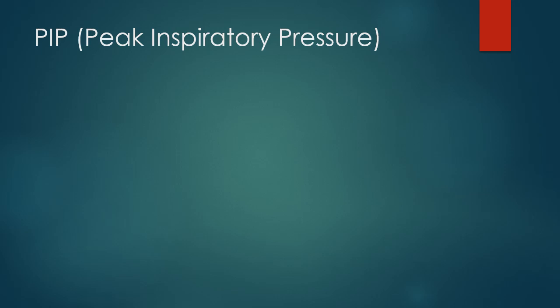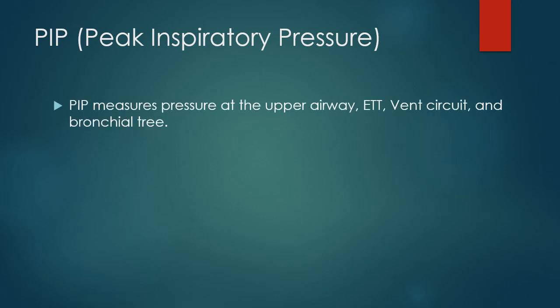PIP usually trips people up. PIP stands for peak inspiratory pressure. PIP is essentially the safety mode on your vent. It applies to pressures that it's monitoring in your upper airway, your endotracheal tube, your vent circuit, and your bronchial tree. It indirectly will measure the lung compliance.